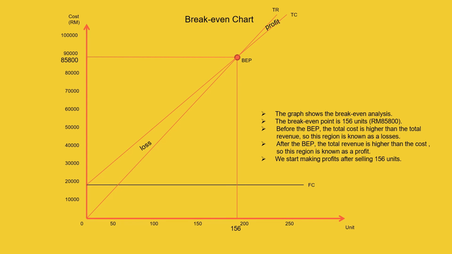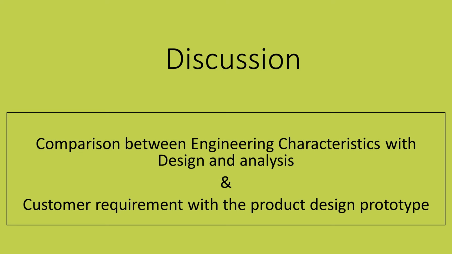The graph shows the break-even analysis. The break-even point is 156 units. That is 85,800. Before the BEP, the total cost is higher than the total revenue, so this region is known as losses. After the BEP, the total revenue is higher than the cost, so this region is known as profit. We start making profits after selling 156 units.